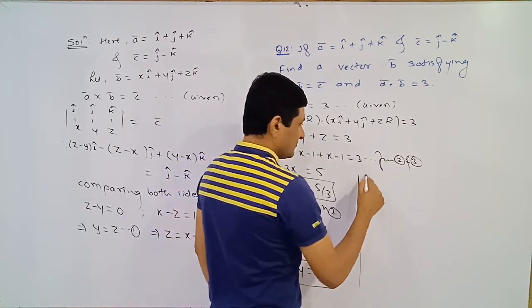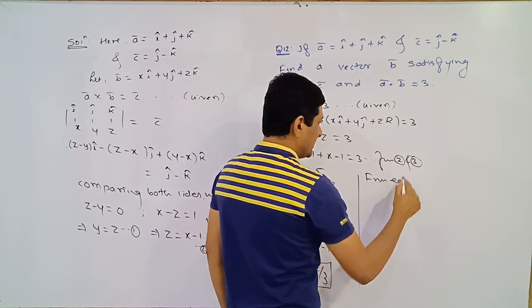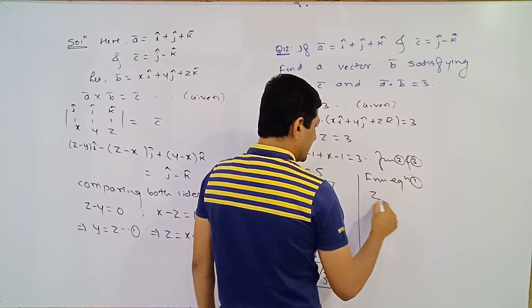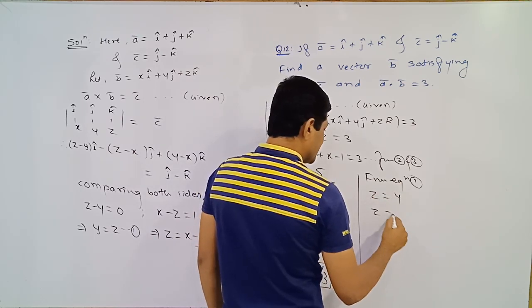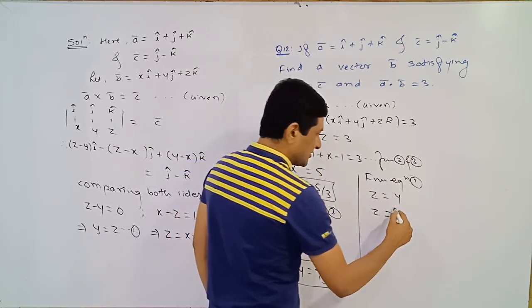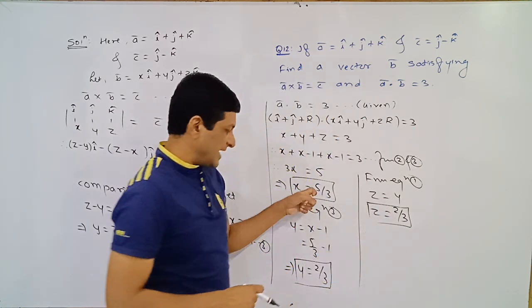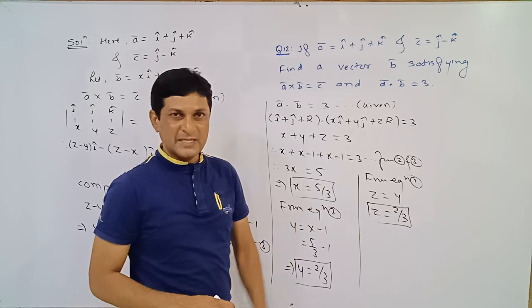And from equation first, what is equation first? y and z are equal, which means z is equal to y. What is the value of y? 2 by 3. So z is 2 by 3. In this way we have got the value of x, y, and z.